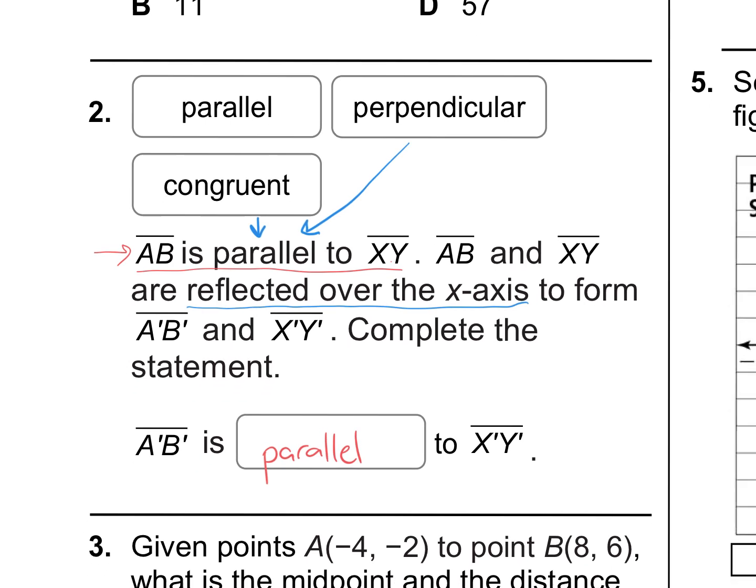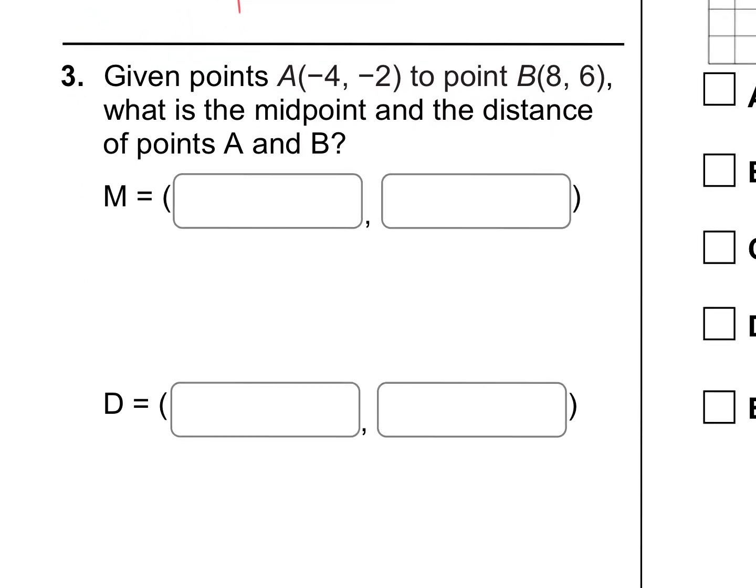All right, moving on to number 3. It says, given 2 points, what is the midpoint and what is the distance of points A and B? So I have our formulas up here. The midpoint formula is x1 plus x2 divided by 2 and y1 plus y2 divided by 2.